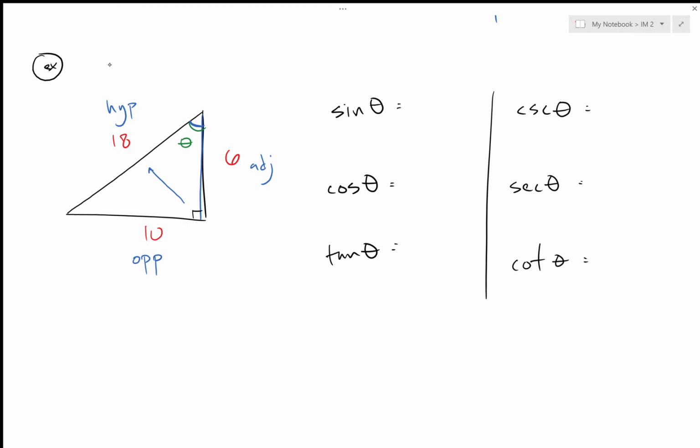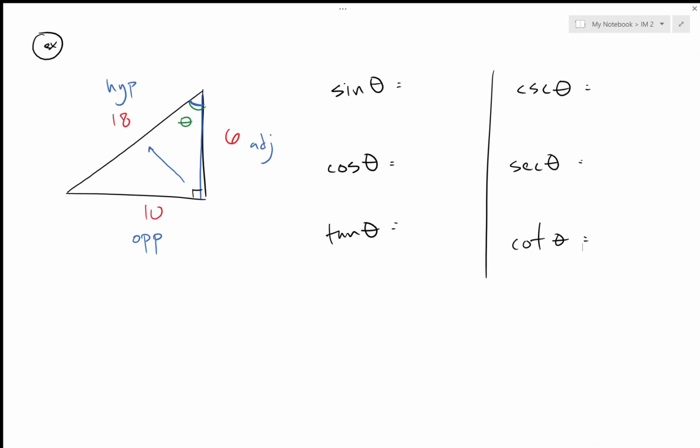So this time I'm going to do it without writing out the words. Sine, if we think about SOHCAHTOA, sine is opposite over hypotenuse. So opposite is 10, hypotenuse is 18. For right now, that's okay. Maybe later on, they're going to ask you to reduce those numbers, and that would reduce to a 5 over 9, simplifying fractions. Cosine, so CAH, adjacent over hypotenuse, adjacent 6, hypotenuse 18.